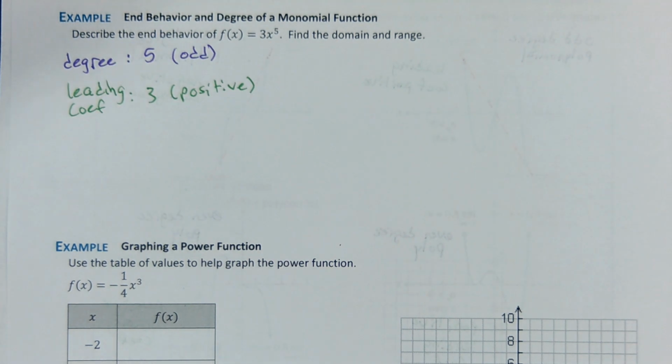The fact that it's a 3 just is a vertical stretch. It's a vertical dilation. We don't care about that. What we'll really care about is whether it was positive or negative, and we see that it's positive. Since it's an odd degree polynomial, I know it's a monomial, but since it's odd degree, it has a very easy domain and range: all real numbers.